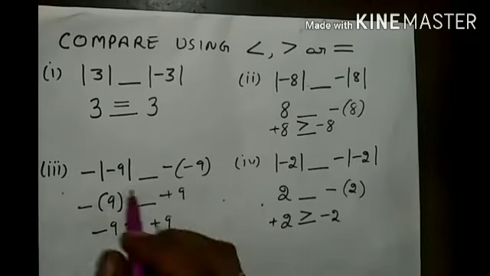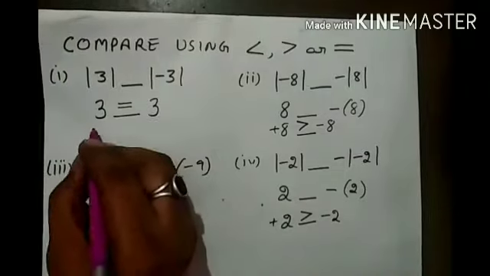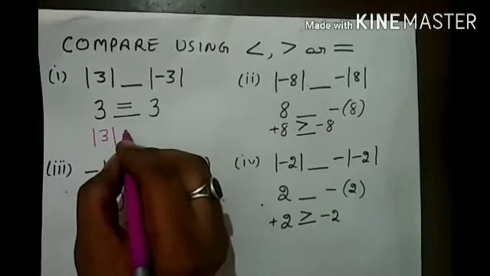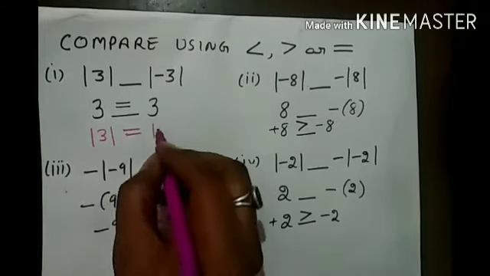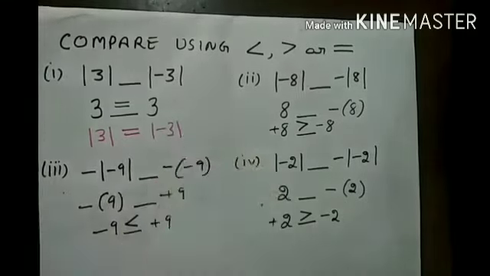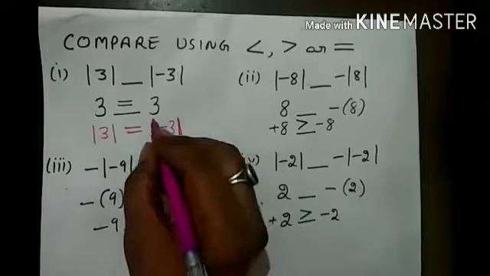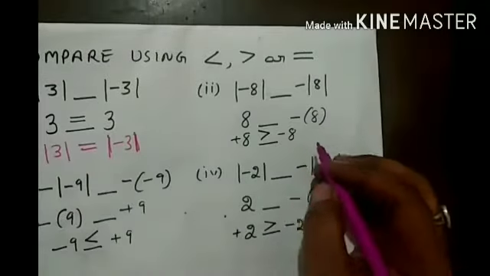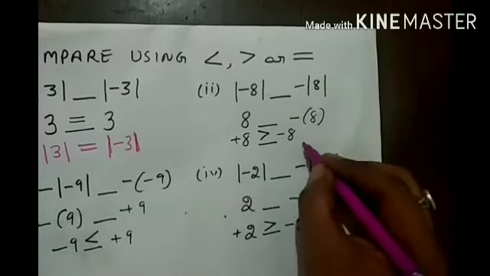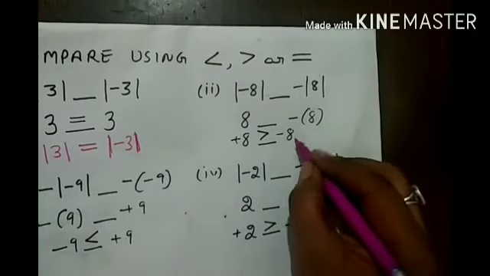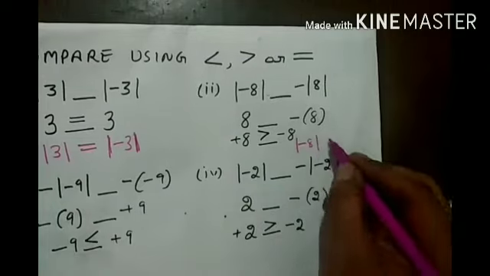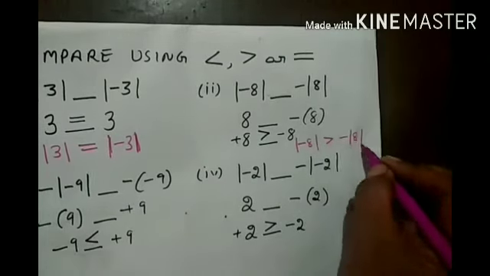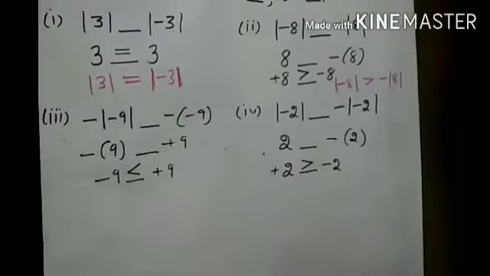Now we can write the answer. Mod of 3 is equal to mod of minus 3. Now here the answer is absolute value of minus 8 is greater than minus of absolute value 8.